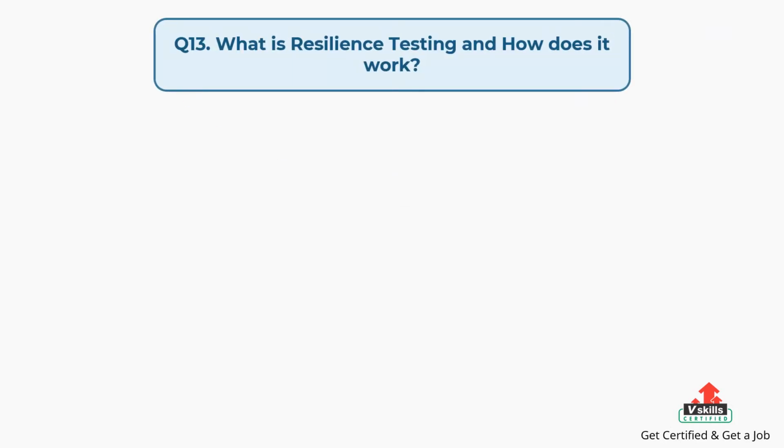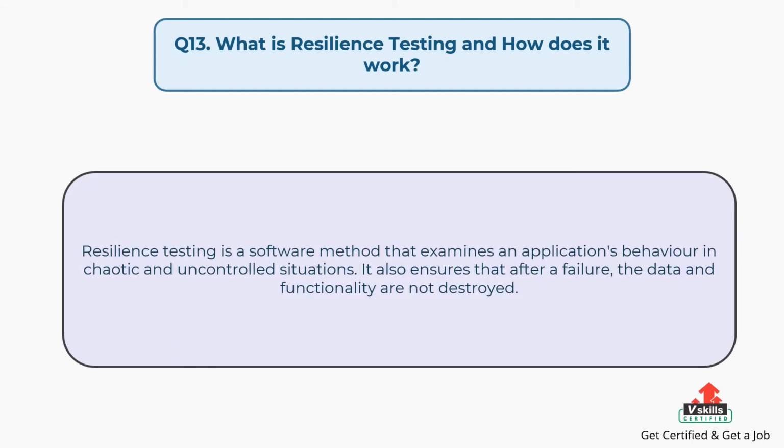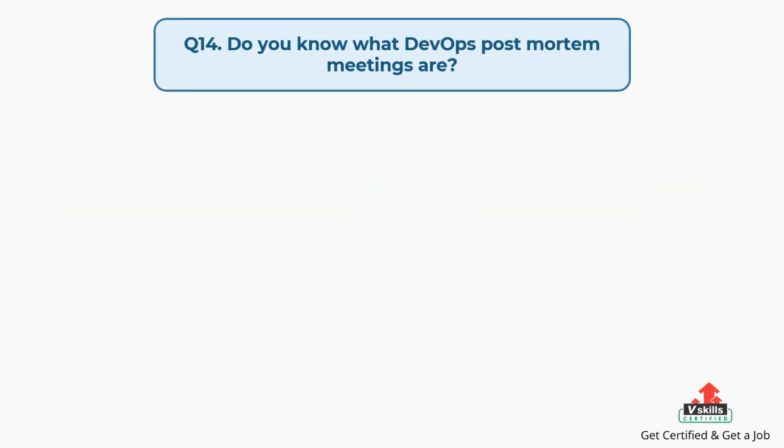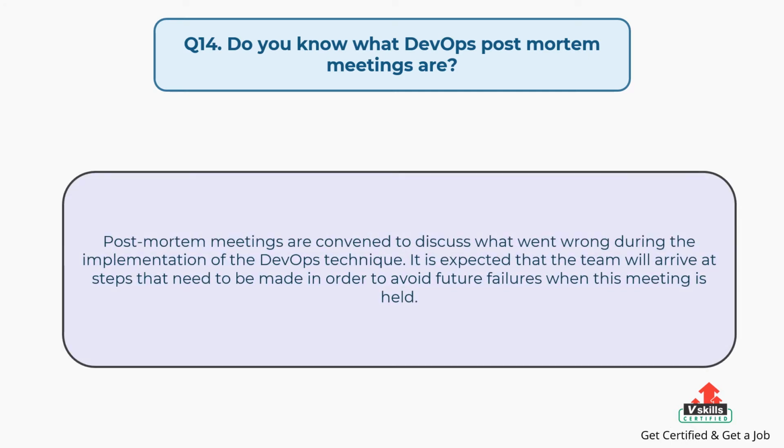Question number 13. What is resilience testing and how does it work? The answer is: Resilience testing is a software method that examines an application's behavior in chaotic and uncontrolled situations. It also ensures that after a failure, the data and functionality are not destroyed. Question number 14. Do you know what DevOps post-mortem meetings are? The answer is: Post-mortem meetings are convened to discuss what went wrong during the implementation of the DevOps technique.